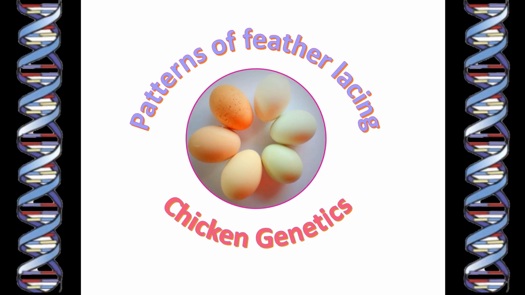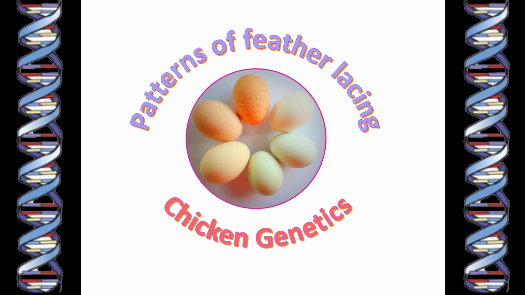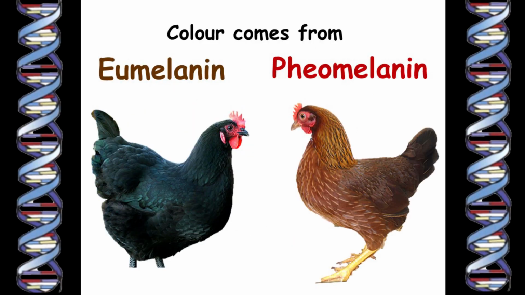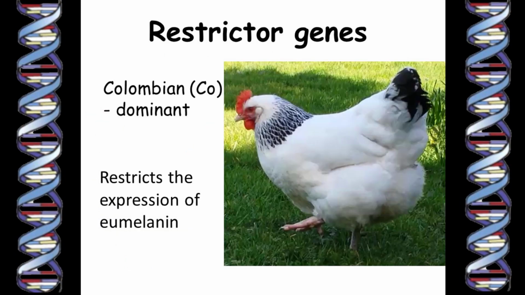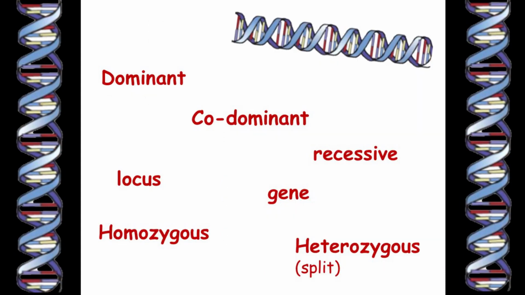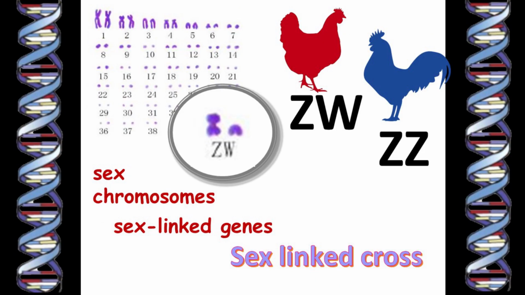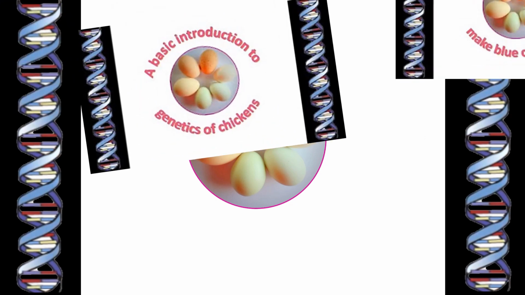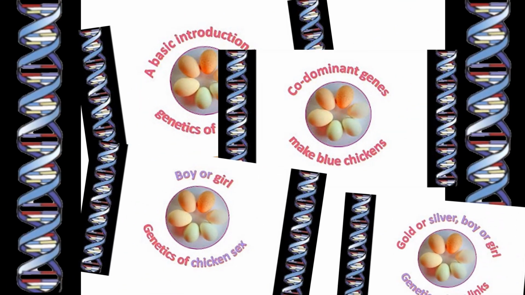This one builds on several concepts that we introduced in earlier videos. So in order to understand this one, you'll need to know a bit about the colour pigments eumelanin and pheomelanin, colour restrictor genes like the Columbian gene, dominant, codominant and recessive genes, the Z and W sex chromosomes and sex linkage and sex-linked crosses. If you get lost, go back and watch those videos again first.